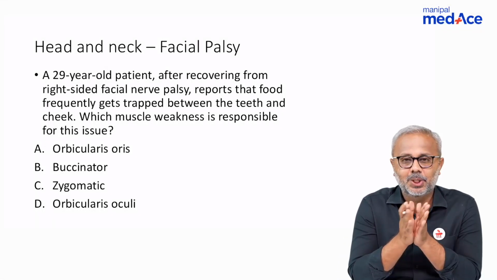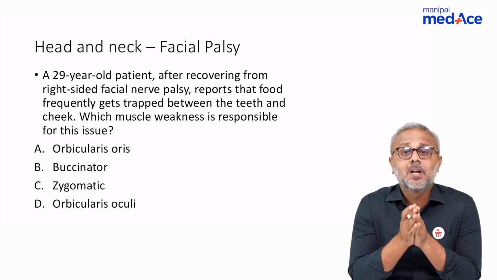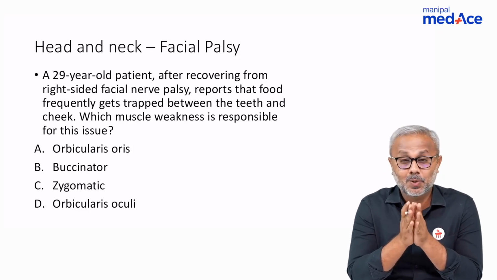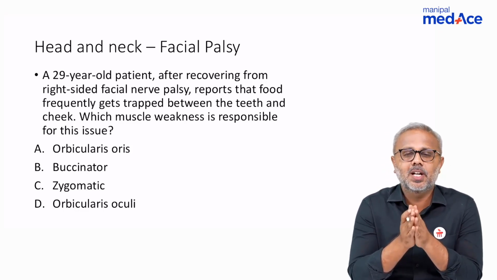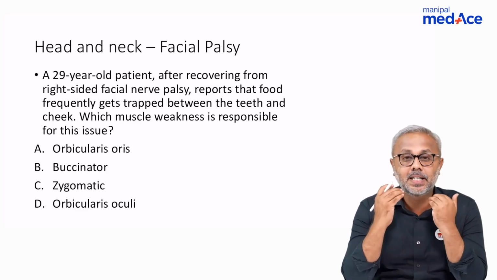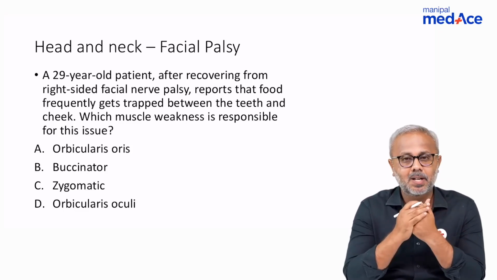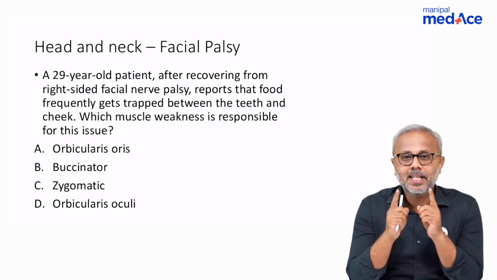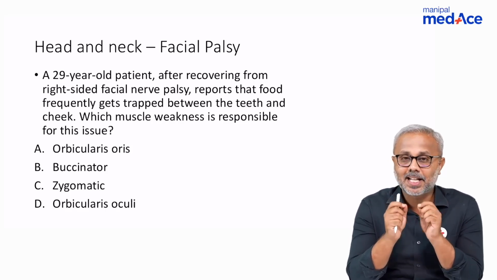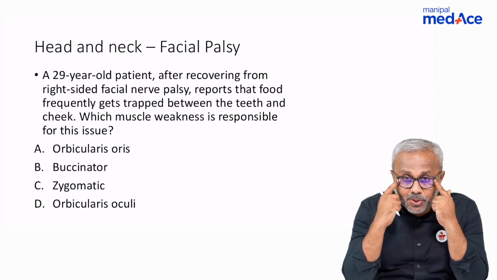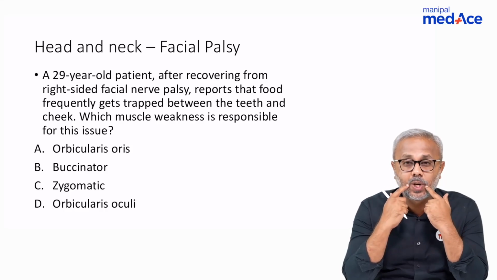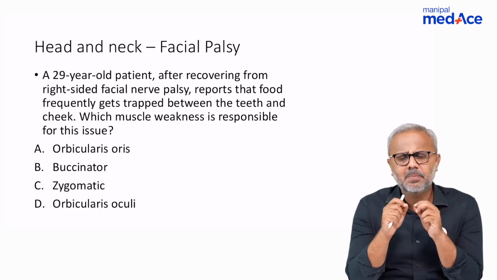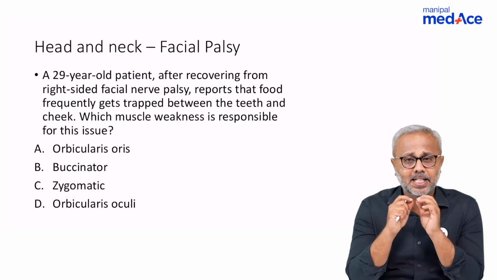Next, we had a question related to the head and neck region. This was related to facial palsy. But more than facial palsy, the question was about checking your knowledge of the functions of different muscles of the face. Remember, when we learn about muscles of the face, we must learn three important muscle attachments: orbicularis oculi, orbicularis oris, and buccinator. For the rest of the muscles, even if you know just the action, it is fine.